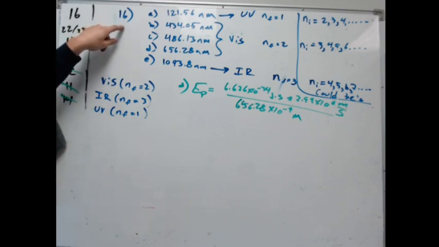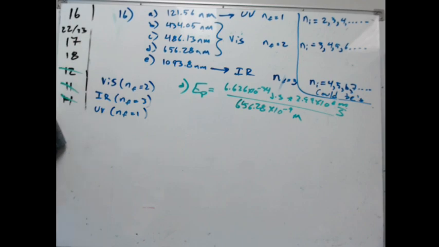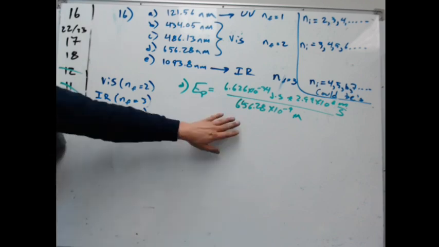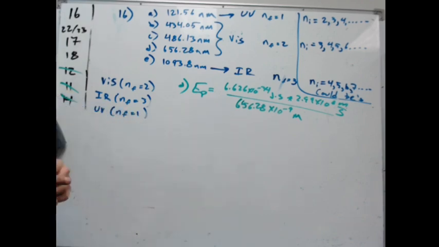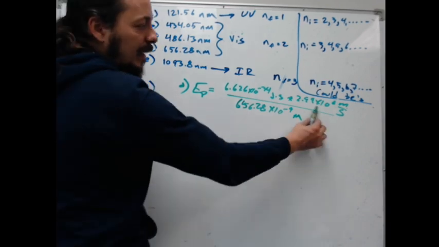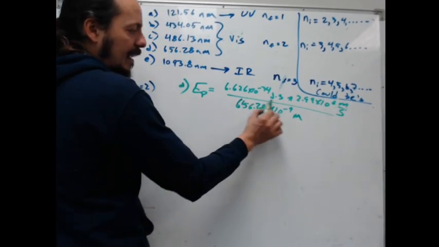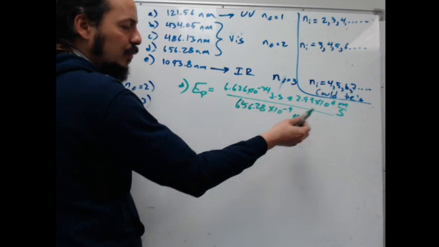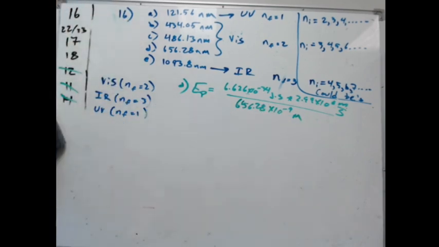Do you have a question? No. Okay, I just want to make sure. We're doing problem 16, part D. So you have to put it into meters when you're working with the equations, because it's given to us in nanometers. Correct. And the main reason is because the speed of light is in meters and Planck's constant is in joules. It's all in SI units, all in meters.